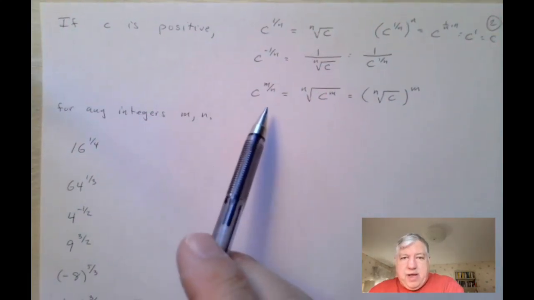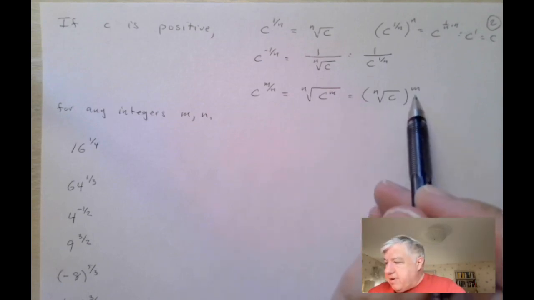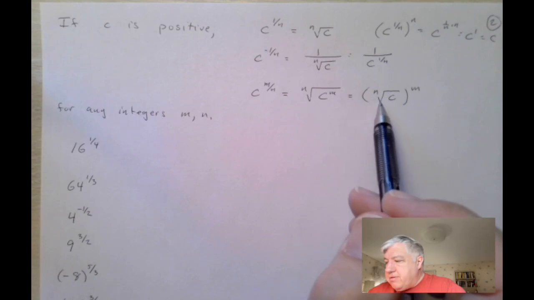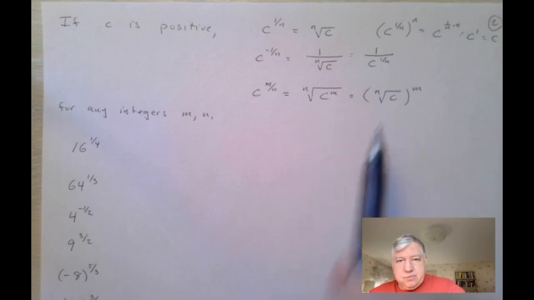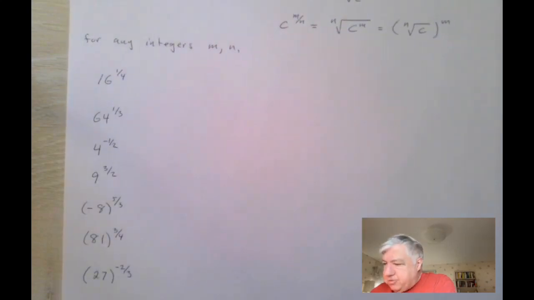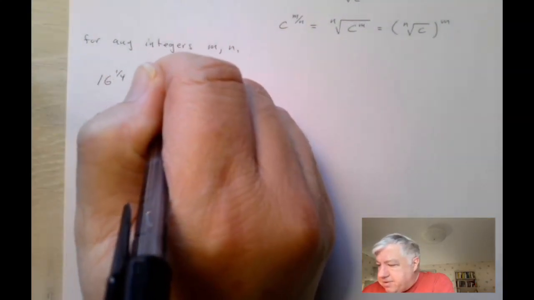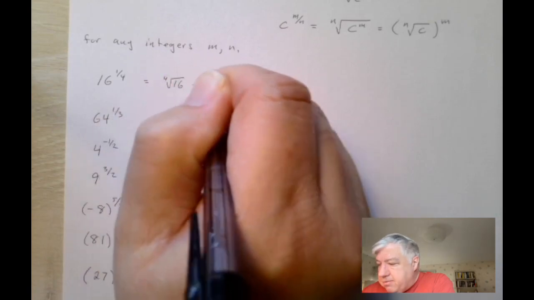And then if we have a general fraction, m over n, this is just the nth root of c to the m, or the nth root of c raised to the m. These are both the same number. So let's just do a few examples here. 16 to the 1/4 is the same thing as the 4th root of 16, which we know is 2.